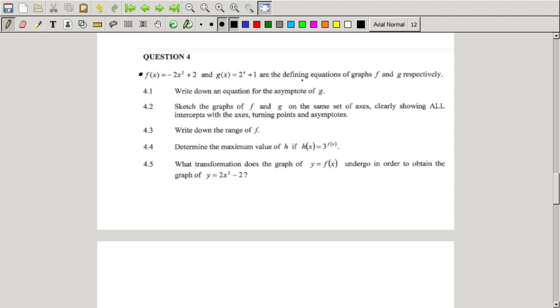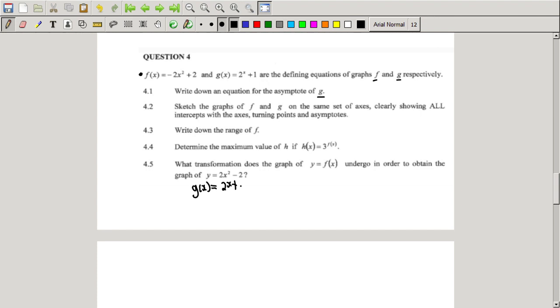These are the defining equations of graphs f and g respectively. Okay. The first question says write the asymptote of g. g is an exponential function. g is equal to 2 to the power of x plus 1.